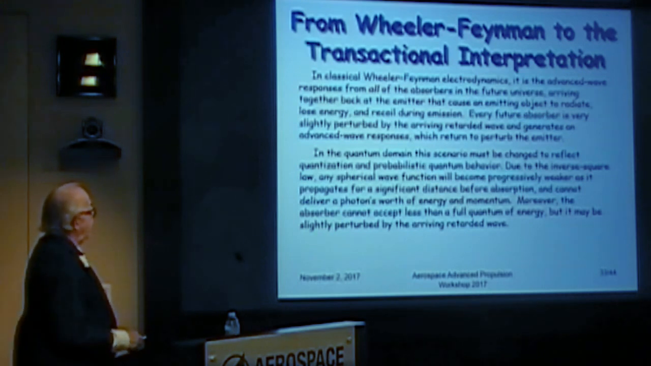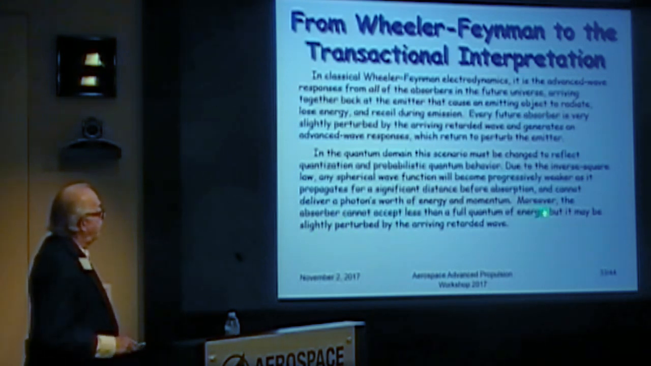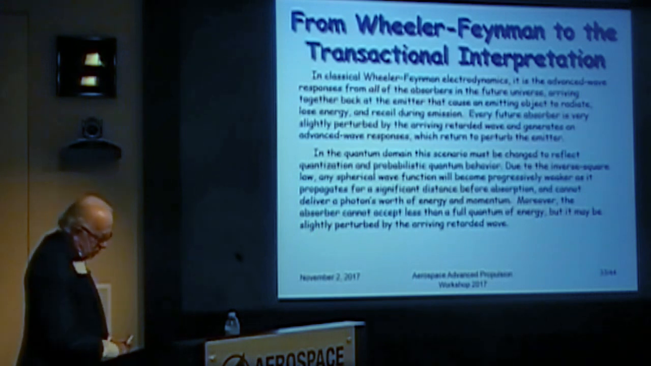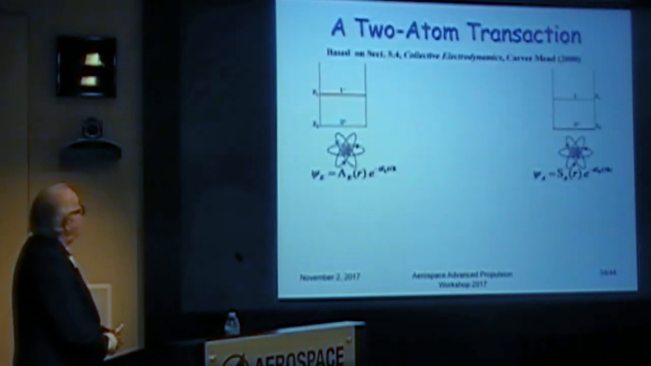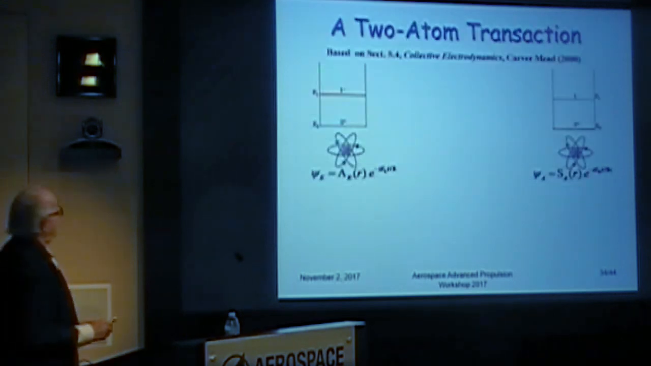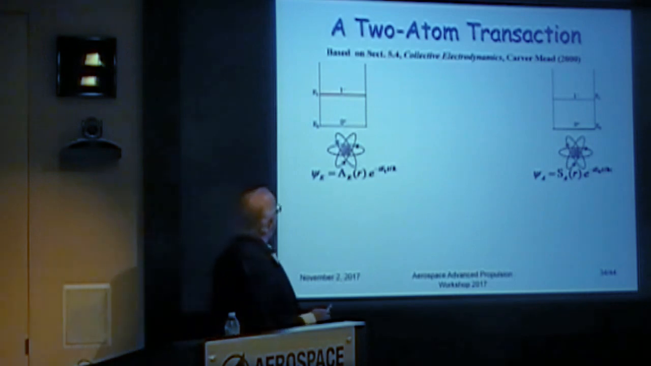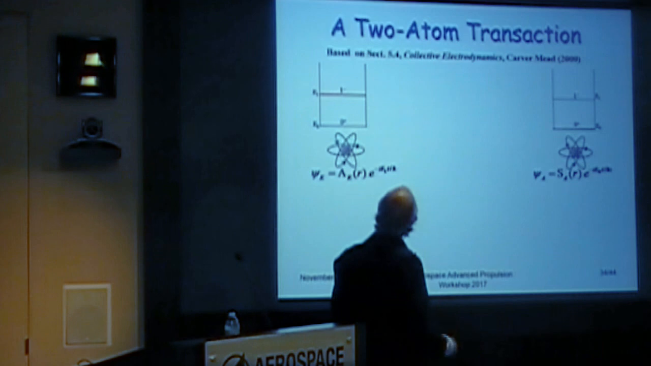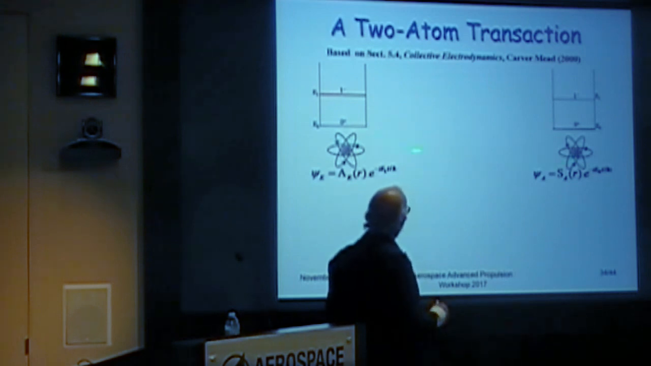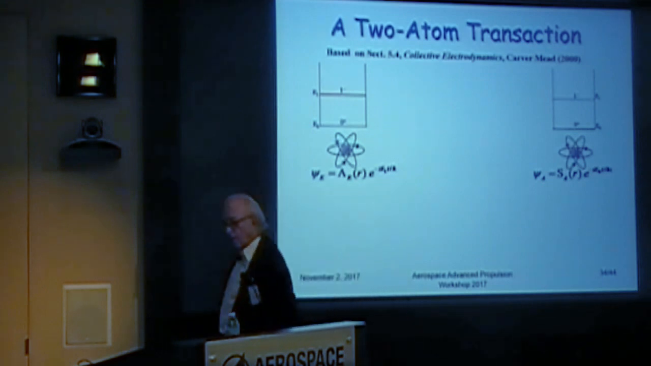Furthermore, the absorber cannot accept less than a full quantum of energy, but it can be slightly perturbed. In the transactional interpretation, the Wheeler-Feynman process represents the perturbative phase of transaction formation. This is based on Carver Mead's lovely little book, Collective Electrodynamics, and section 5.4 of this book presents this kind of model, which I've built on.